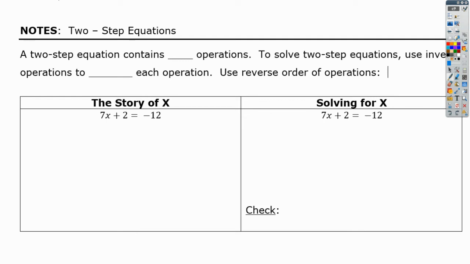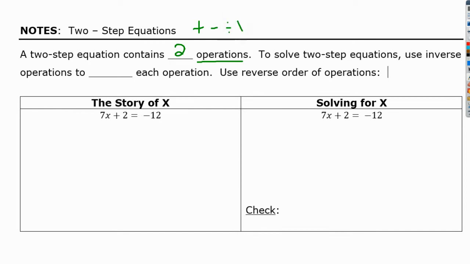Hello, everybody. In this video, we're going to talk about solving two-step equations. So a two-step equation contains two operations. And remember, an operation is like plus, minus, divide, and multiply. So to solve a two-step equation, we're going to use the inverse operation to cancel each of those steps out.